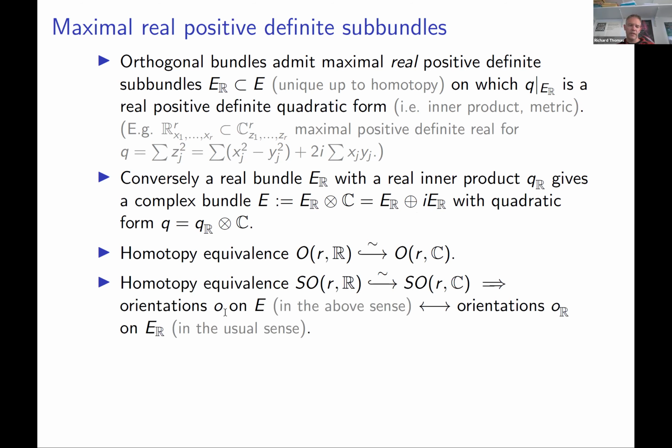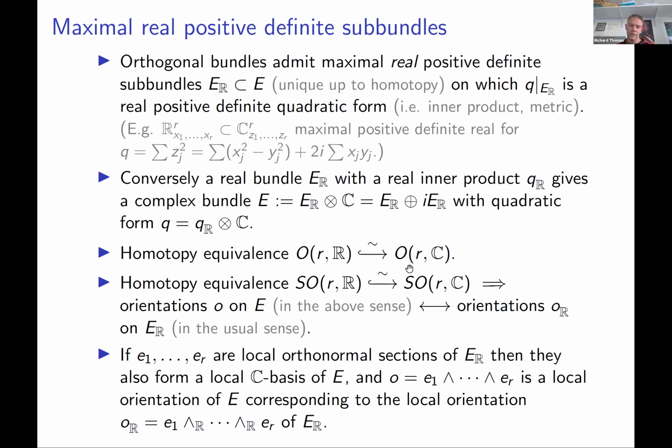This homotopy equivalence shows that orientations on E, in the sense of the previous slide, must be equivalent to orientations on the real bundle in the usual sense, and indeed they are, by just taking real parts essentially. If you take local orthonormal sections and wedge them together over the reals or the complexes, you get orientations in the real or complex sense, and that's how you pass from one to the other.